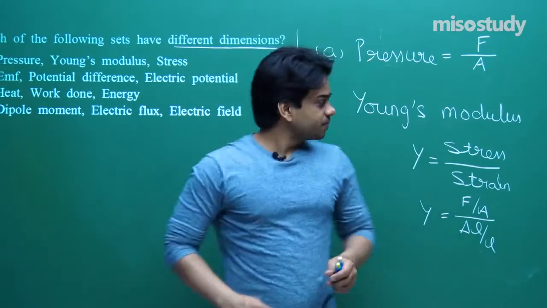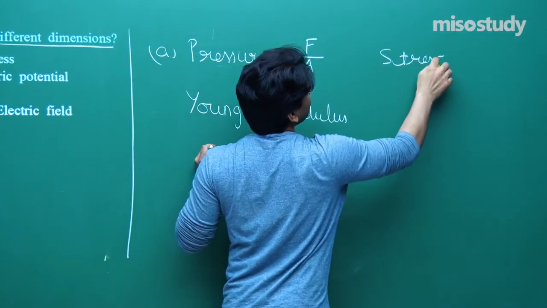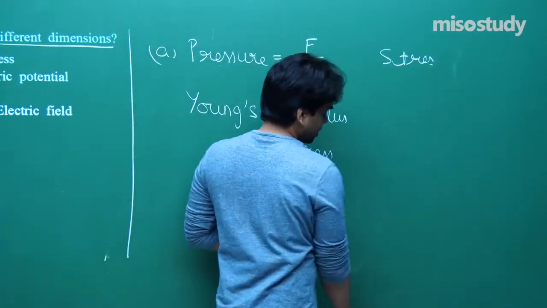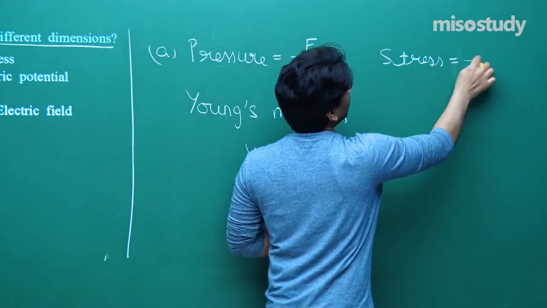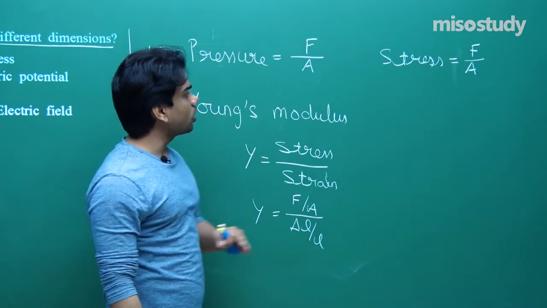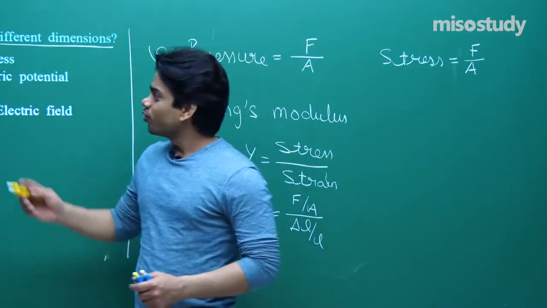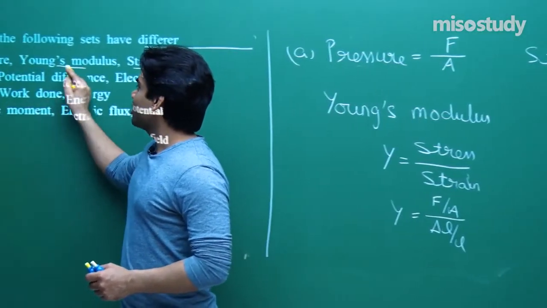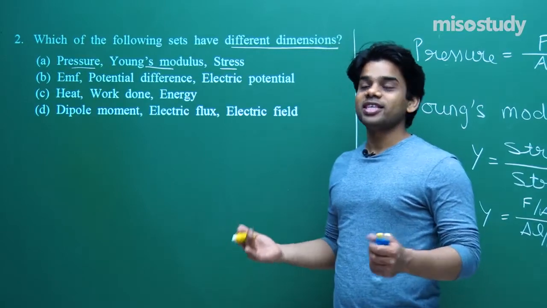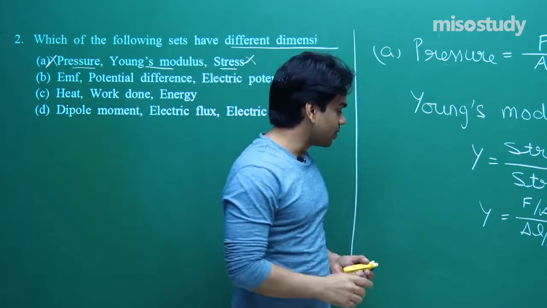The third we have is stress. Stress is actually very simple, it's force per unit area. Just now I used the term stress, so this will be equal to force per unit area. So we got that pressure, Young's modulus, stress, all three will be having the same dimensional formula. So this will not be the right answer because they are having the same dimensional formula. So I am just cancelling this option.